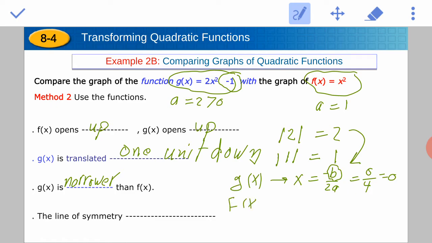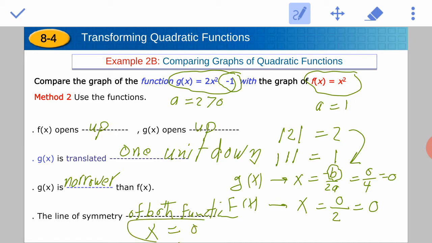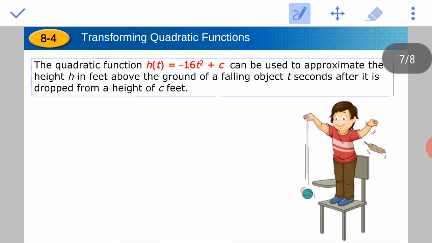Same with f of x. The x term disappeared, so b equals 0 over 2 times 1, which simplifies to 0. So the line of symmetry of both functions is x equals 0. They have the same line of symmetry, guys.